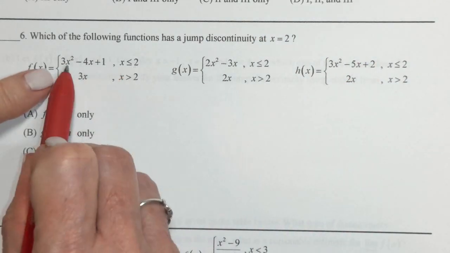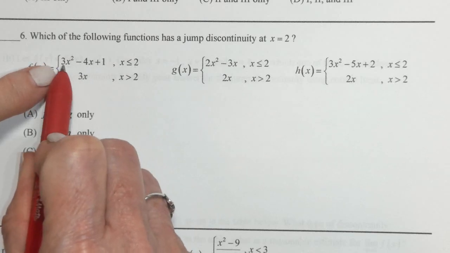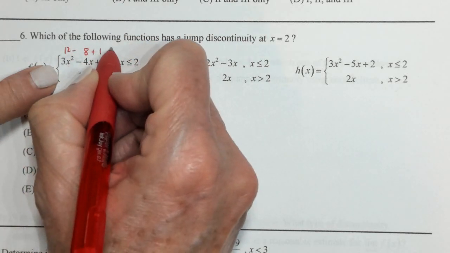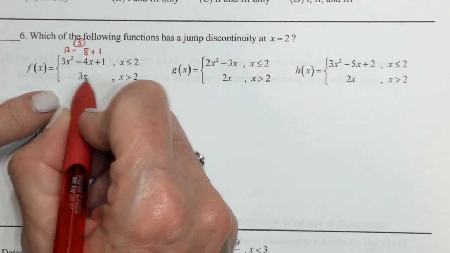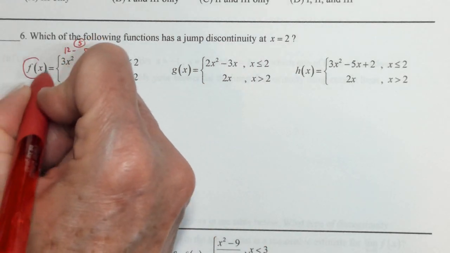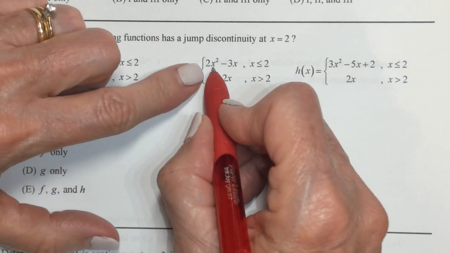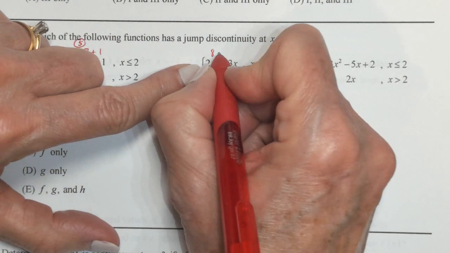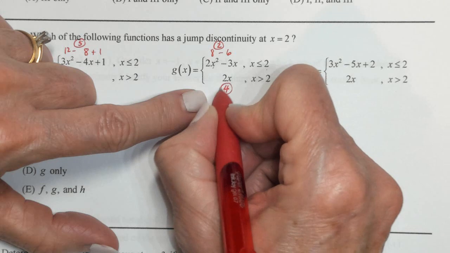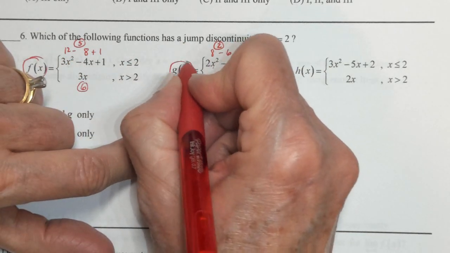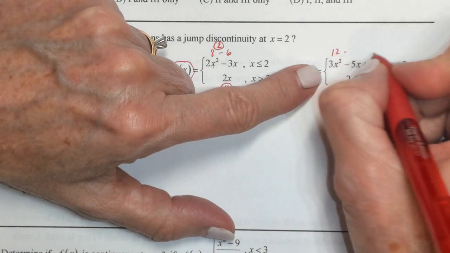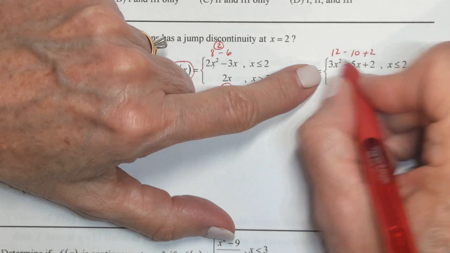All right, I'm going to put 2 in for this x, and I get 3 times 4 is 12, minus 8, plus 1. 4 plus 1 is 5, so that piece is 5. Put 2 in for this piece, and that's a 6. There's a jump there, so yes, that one has a jump. Put 2 in for this x. 2 times 4 is 8, minus 6 is a 2. Put 2 in for this piece, we get a 4. 2 is not 4, so another jump there. Okay, 2 in for this piece. 3 times 4 is 12, minus 10, plus 2, that is 4.